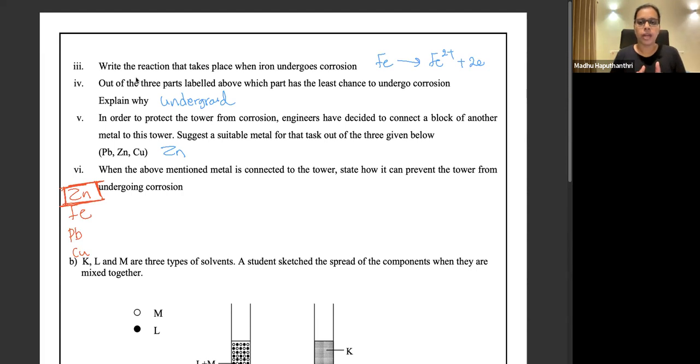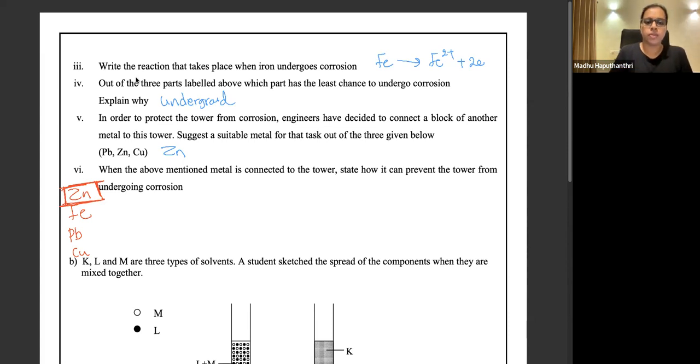We want to protect iron from undergoing oxidation, if not undergoing corrosion. Iron corrosion means iron is undergoing oxidation. So simply we want to prevent iron's oxidation. To prevent that, we have to select a metal that can undergo oxidation better than iron. That element is the one found above iron in the activity series. That is zinc.